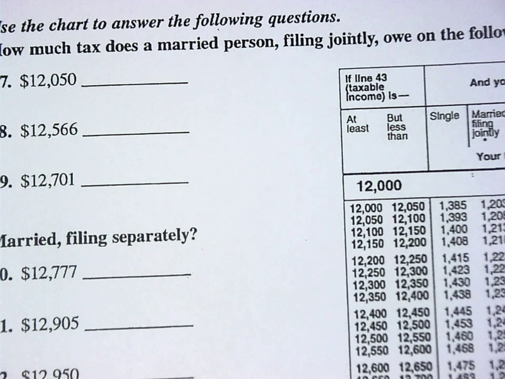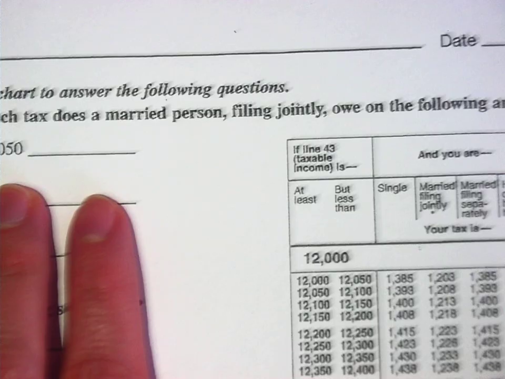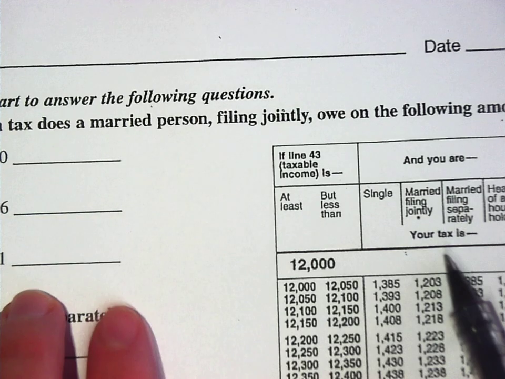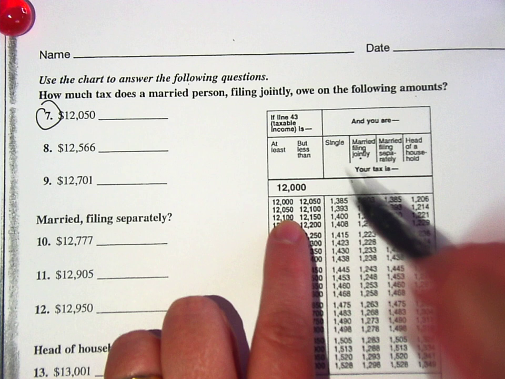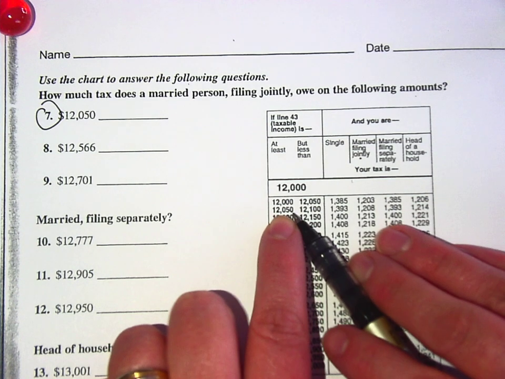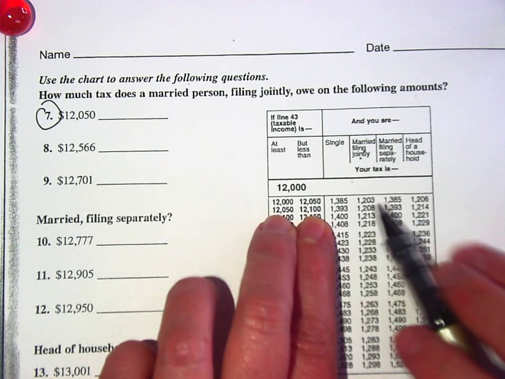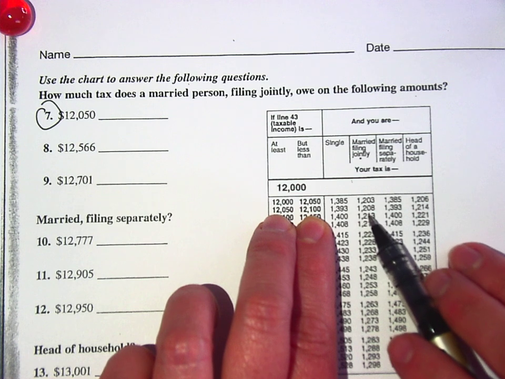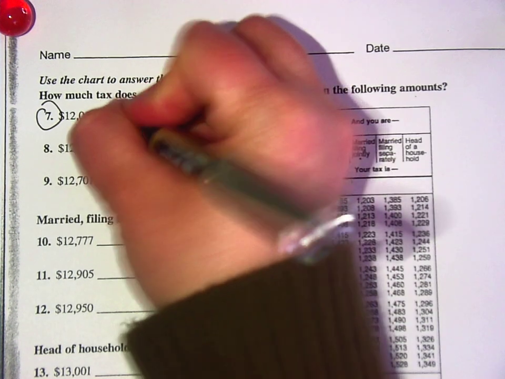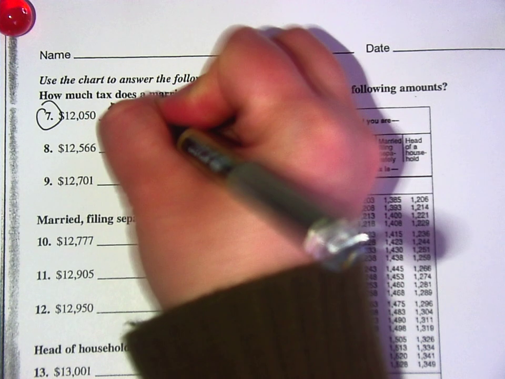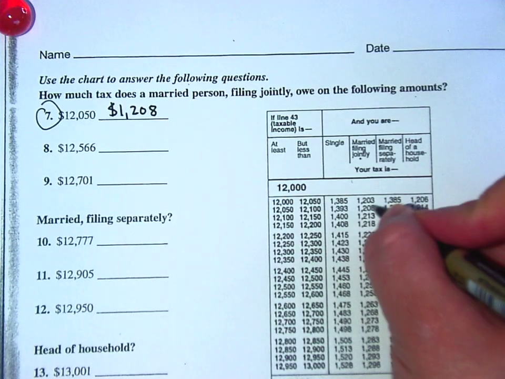Okay, so here's a question. How much does a married person filing jointly owe on the following amounts? Let's try number 7 together. $12,050. So you're going to go down the line. It says at least $12,050, but less than. So it looks like we're on that second line. How much does a married person filing jointly make? 1,200. Well, not make. They have to pay $1,208. It was right here.